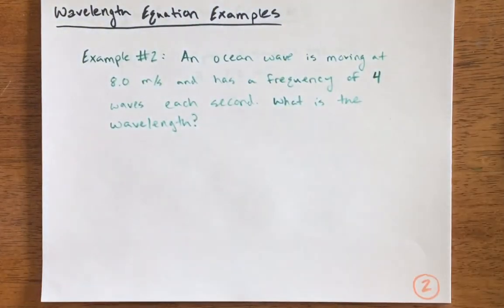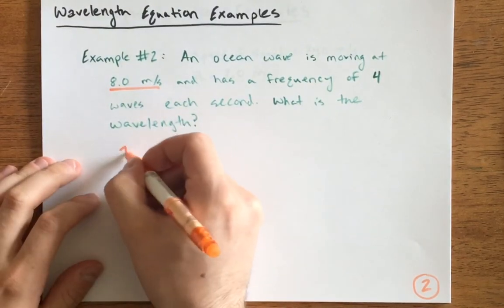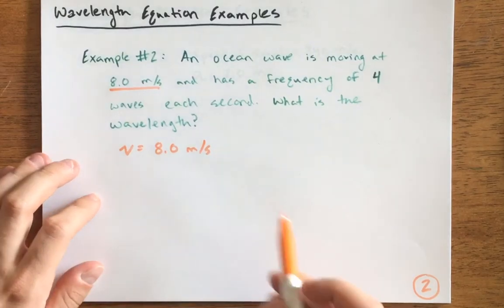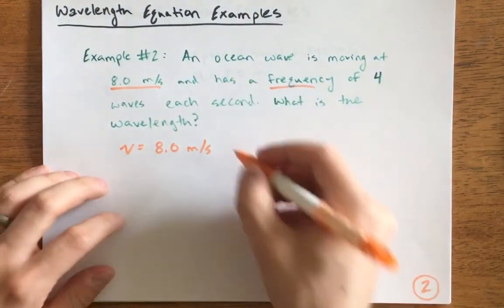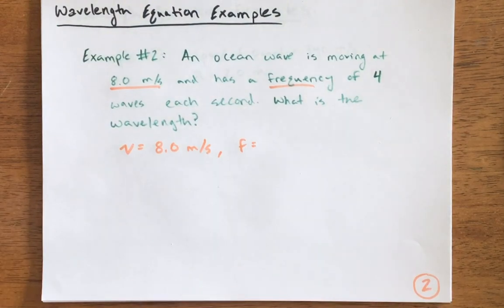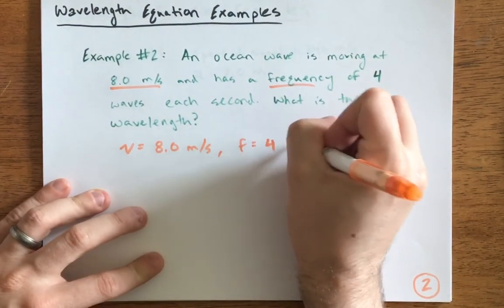Example number 2. This one's a little bit of a story problem. So that means we have to figure out what all this means. An ocean wave is moving at 8 meters per second. We can identify that relatively quickly as the velocity. It has a frequency, that's nice, they told us that that's what this number is, of 4 waves each second. What that means, it's 4 per second, 4 waves per second. So we actually have a frequency of 4 hertz.